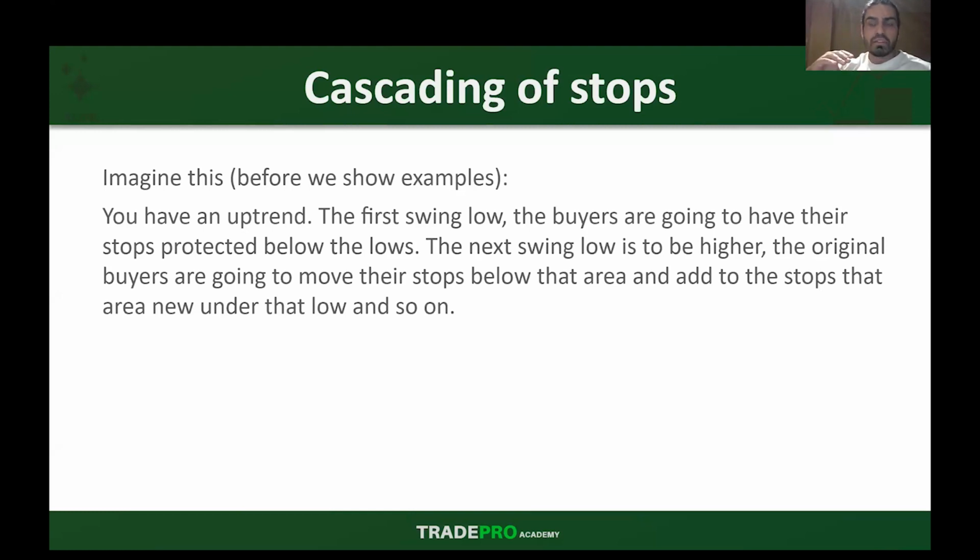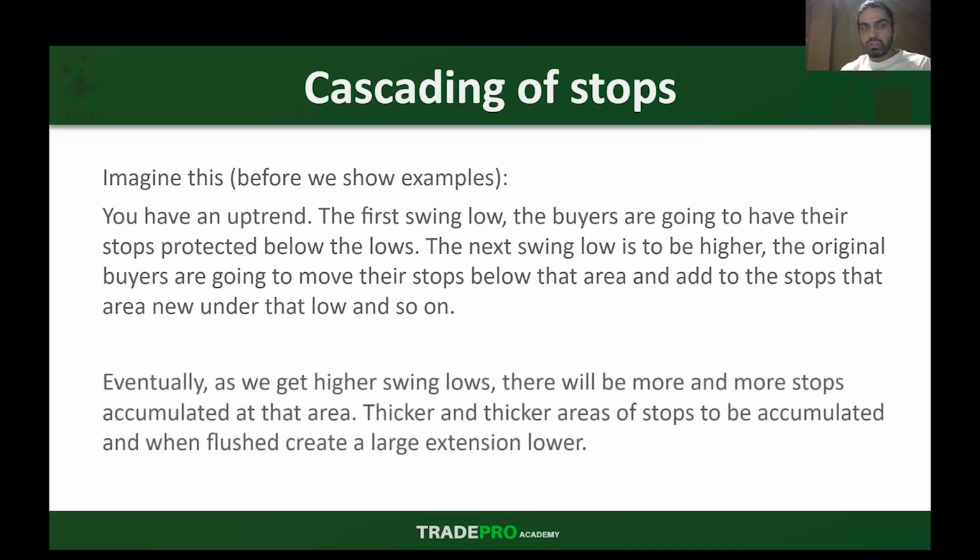The original buyers that entered at the first swing low might be adding to the position, or new buyers are adding to the position, but they're moving their stops now under that swing low. So there's a progressive increase in the swing lows, and an increase of stops. So what does this look like? They continue, so on and so on.